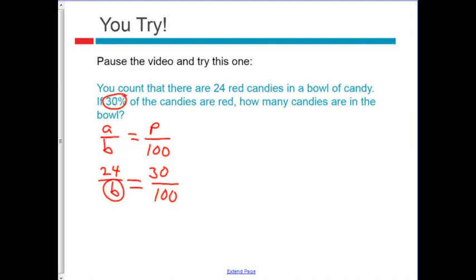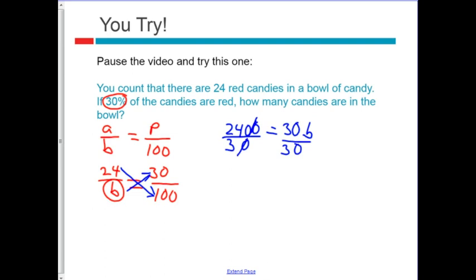Again, I cross multiply. 24 times 100 equals 30B, and I get 2400 equals 30B. In order to isolate the B, I need to divide both sides by 30. Now when I have a 0 on the top and a 0 on the bottom, I can divide top and bottom by 10, and those zeros will reduce.